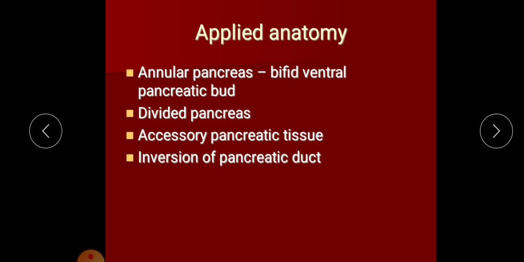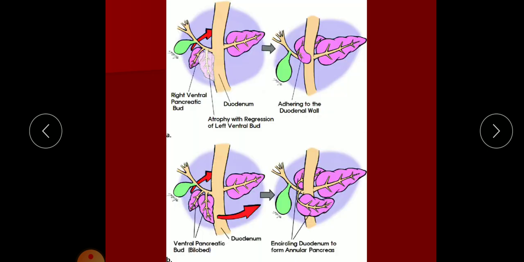Next is inversion of the pancreatic duct. Normally the main pancreatic duct will be formed by the duct of the ventral pancreatic bud. In inversion it is just the opposite. The main duct will actually be the dorsal pancreatic one, and the minor one will be the small one below. So an inversion, just the opposite of the normal, you get in an inversion of the pancreatic duct. So this much is the applied aspect of the pancreas.